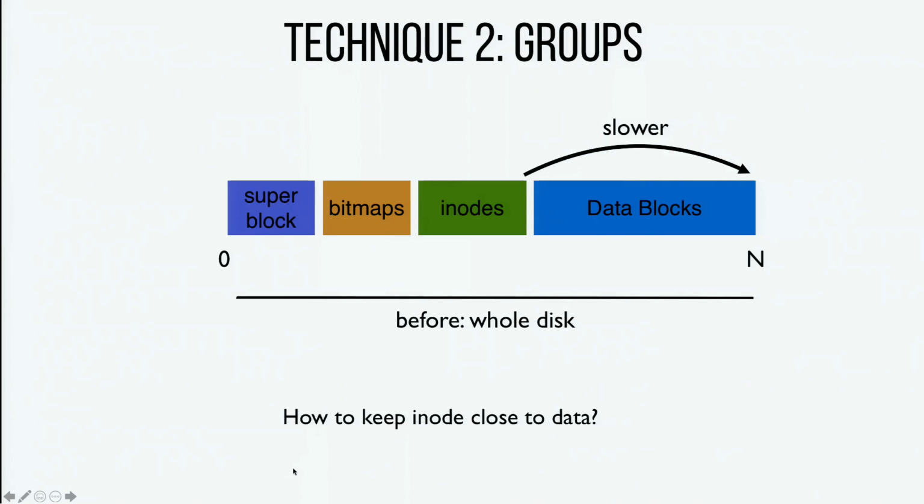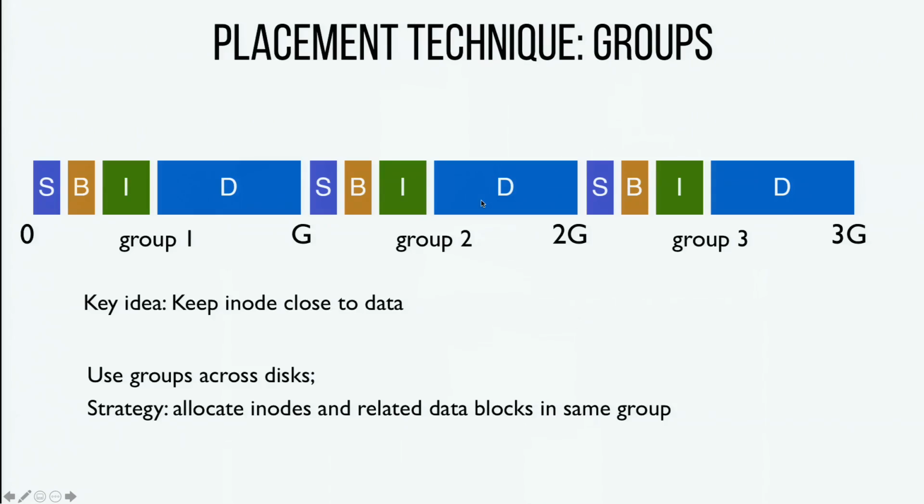So how are we going to do this? This is what it looked like before, and this is what modern systems are going to do and what FFS started with: they just have these groups, and they decide to split up the whole disk into many, many groups, and each group has the exact same structures as before.